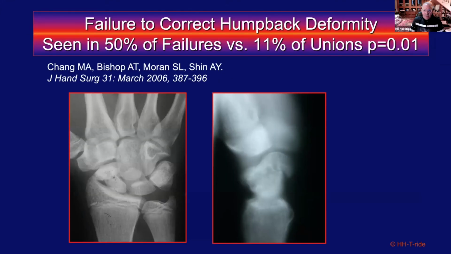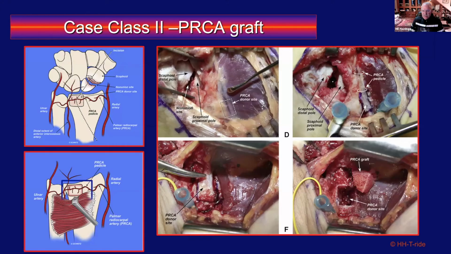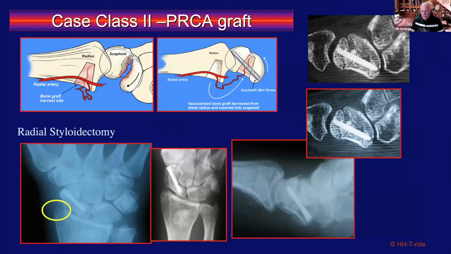So this case had a PCRA graft, as you see here, and as you just shown. And then this was the radiographs with a radial styloidectomy, the graft interposed and then put into position.